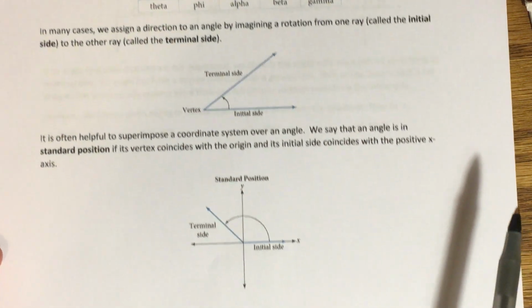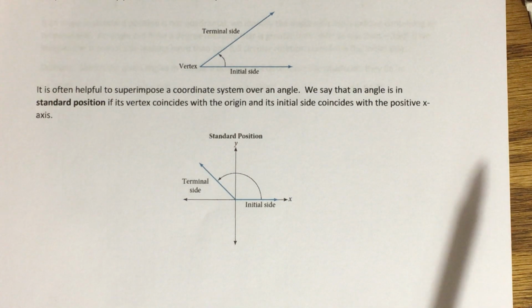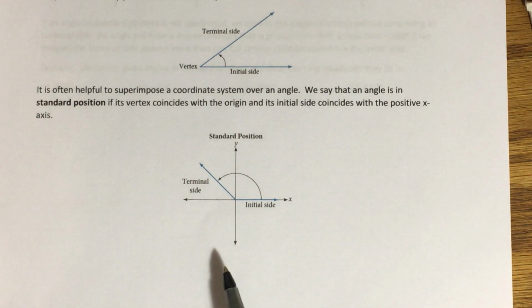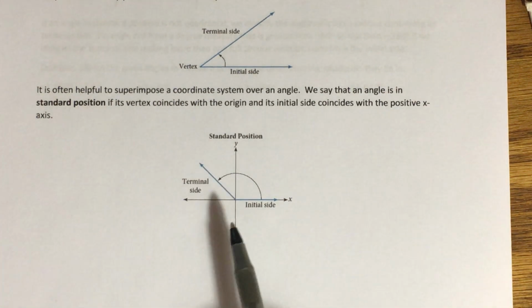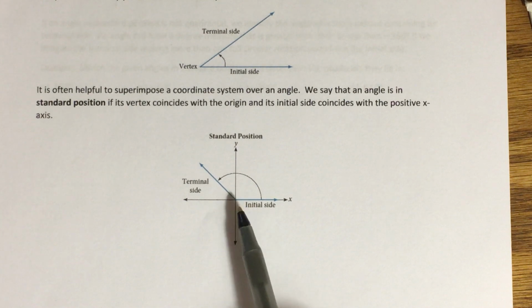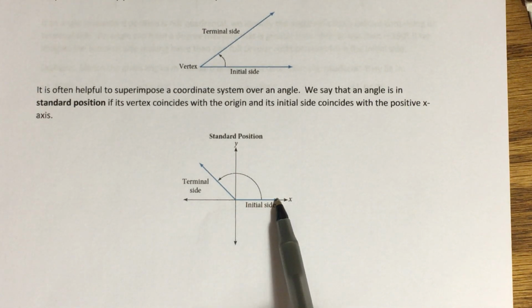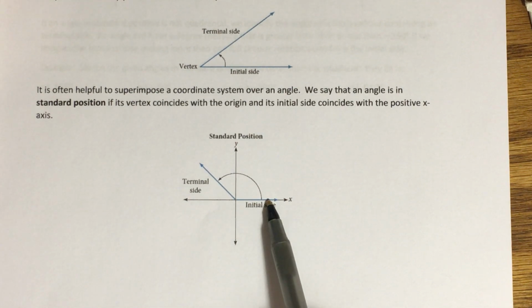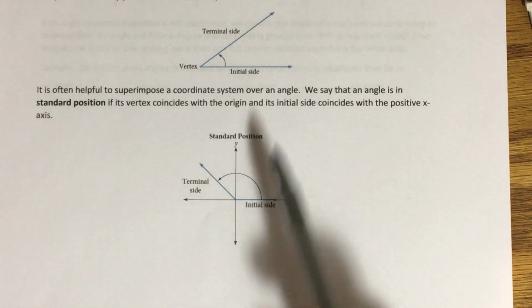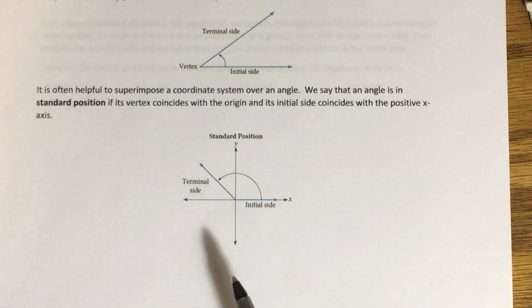Okay. Now, another thing that we do a lot of in trigonometry is we superimpose coordinates over angles. And that leads to this definition of what we call standard position for an angle. So when we talk about an angle in standard position, what we mean is that its vertex is located at the origin in the Cartesian plane, the xy axes. The initial side of the angle will always be positioned to overlap with the positive x-axis, and the terminal side is just wherever it would be for that angle. But this is what we call standard position.